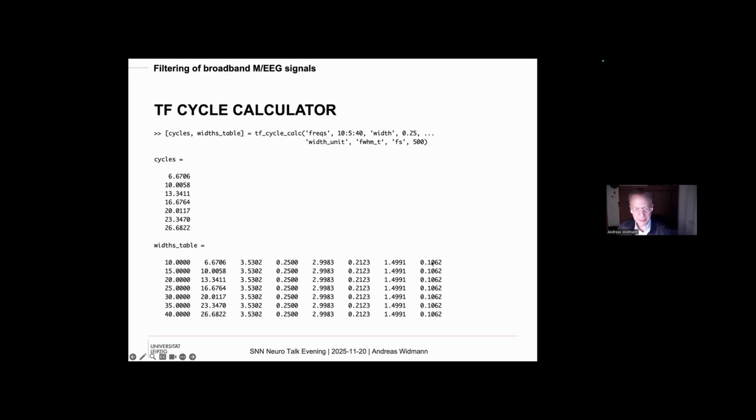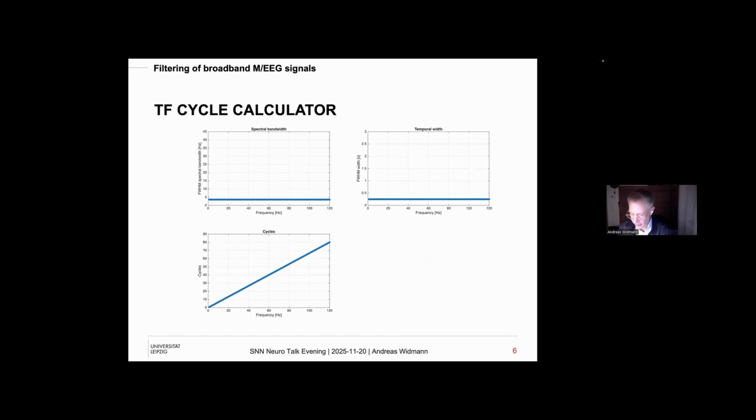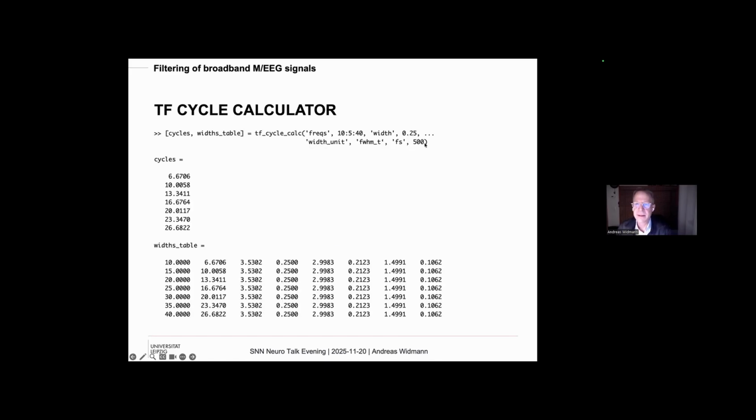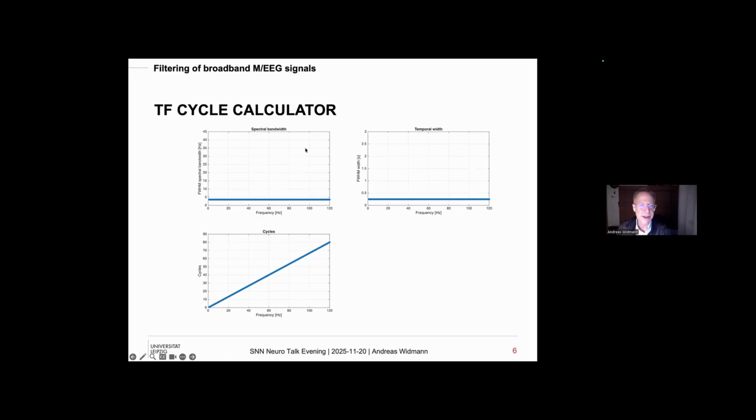And now we can apply that. There's an additional parameter plot. Then you get an output plot with the spectral and temporal bandwidth or width and the number of cycles. So in our example, we had a constant temporal full width at half max of 250 milliseconds, which would be a constant spectral bandwidth of 3-point-something Hertz and a linearly increasing number of cycles per frequency.